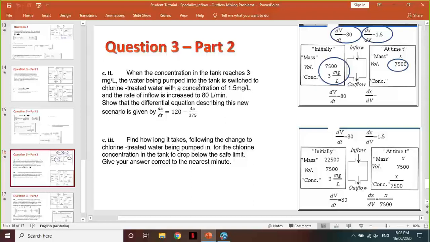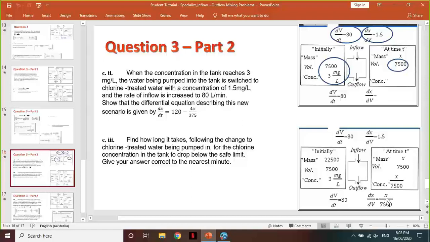We're told that the liquid coming in has a concentration of 1.5 milligrams per litre. So now we have that at the top here as 1.5. And because the inflow is the same as the outflow, our volume isn't changing. So the volume at any time is still going to be 7,500. From here, we can get our concentration quite easily with mass over volume, so x over 7,500. And just like before, that concentration in the tank will be the concentration flowing out of the tank.